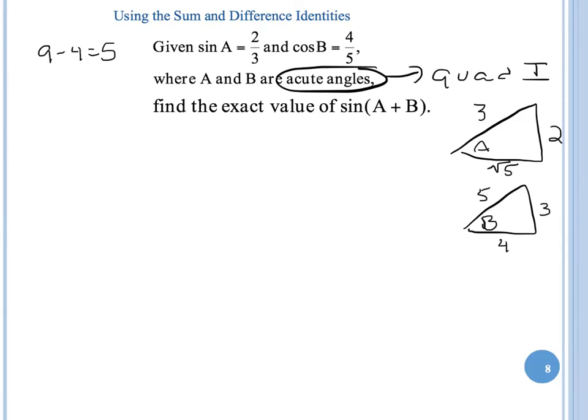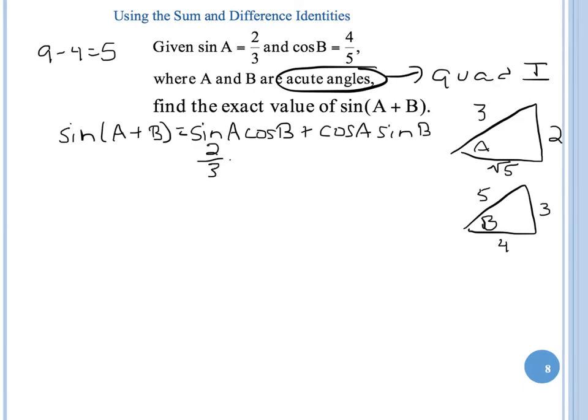Okay, then looking for sine of A plus B, I know that's sine A cosine B plus cosine A sine B. So without even drawing my triangles, I had sine A and cosine B, but I definitely need my triangles to get the other two.